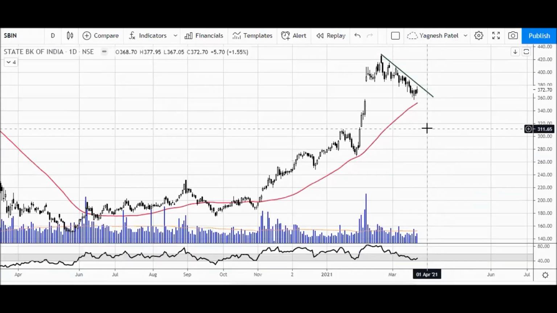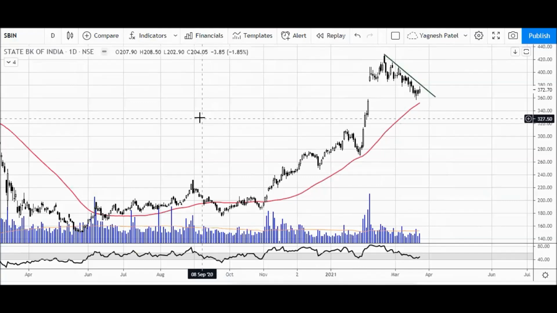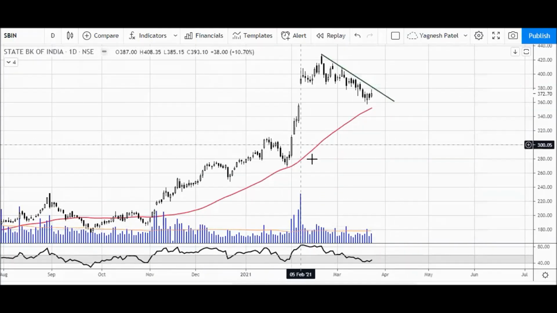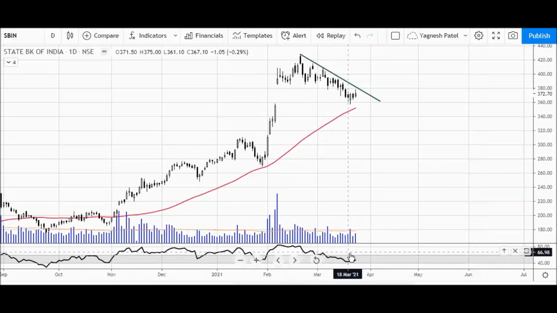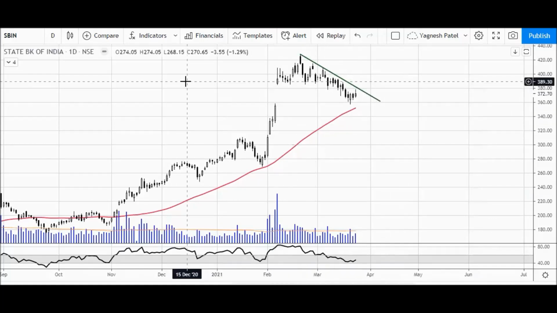Looking at this simple analysis, if I further add the momentum oscillator RSI, which is a slightly advanced way to analyze the market, it is now near the important area of conjunction near RSI 40. So that's again a very good confirmation in the SBI chart.